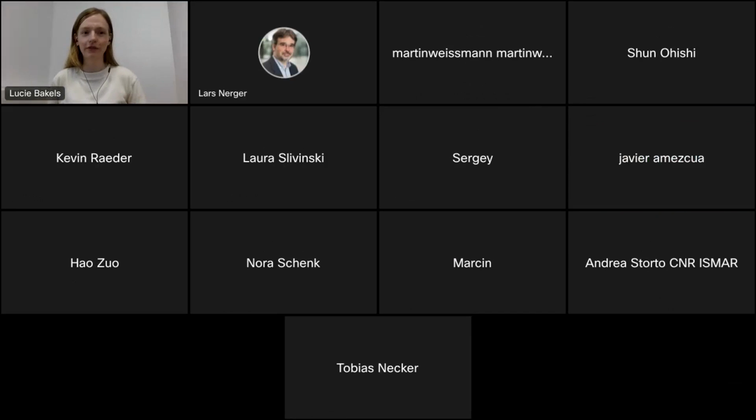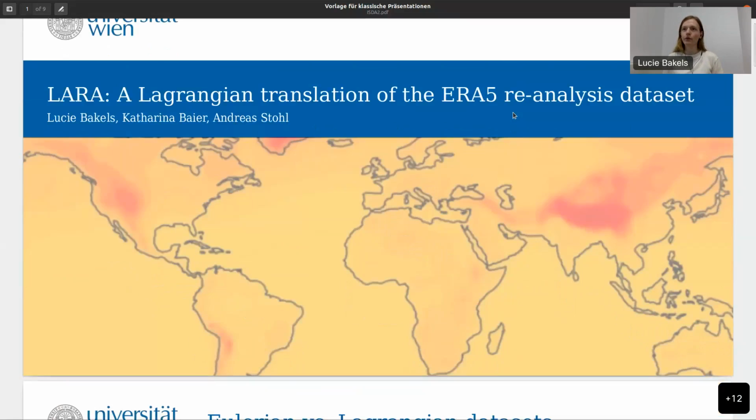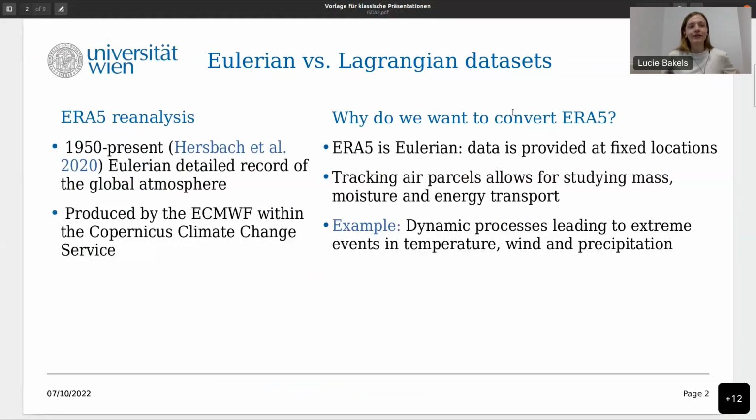Yeah, I work at the University of Vienna, and I'm going to give you an overview of our plans for making a Lagrangian reanalysis dataset. First I'll give you a short motivation, and then I'll go a bit more into detail in what our dataset will look like and how we produce it.